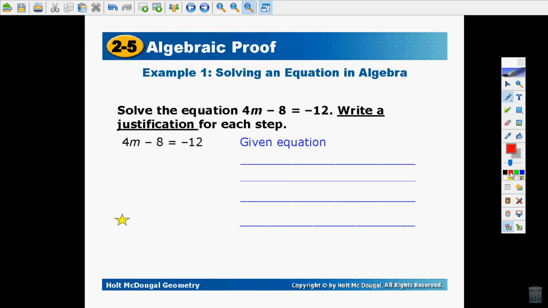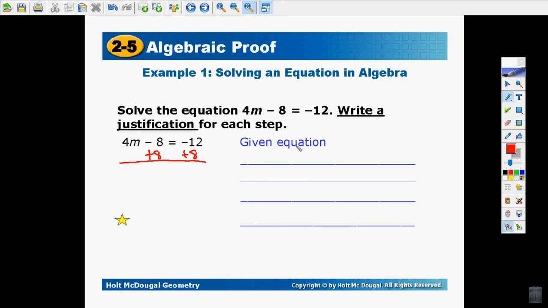I know you know how to solve this equation. That's not what I'm going to be looking for. I want to know, can you justify each step? Can you tell me what property we're using? So let's start off by solving. How would you solve this? Okay, well, I want m by itself, so I need to move the numbers over here to the right. This is a subtracting 8, so I'm going to add 8.